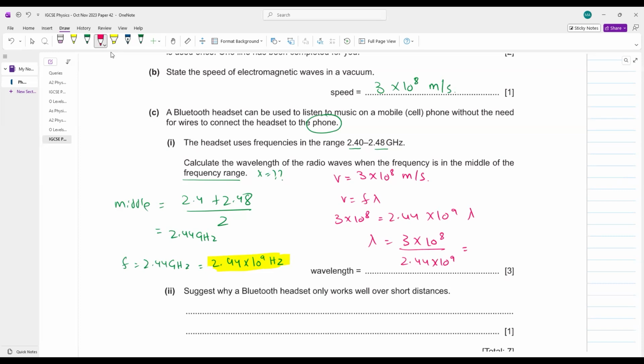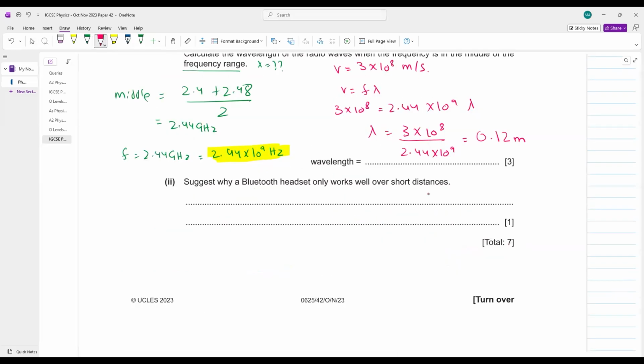Yes, the wavelength can be calculated. The wavelength comes out to be 0.12 meters, correct to two significant figures is your answer. Let's further see what is written. Suggest why a Bluetooth headset only works well over short distances.